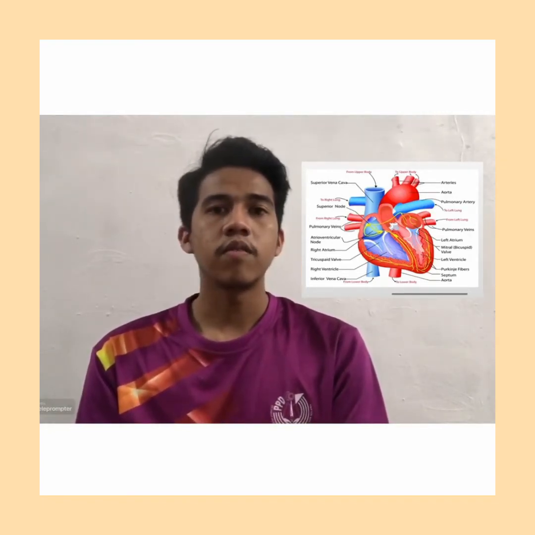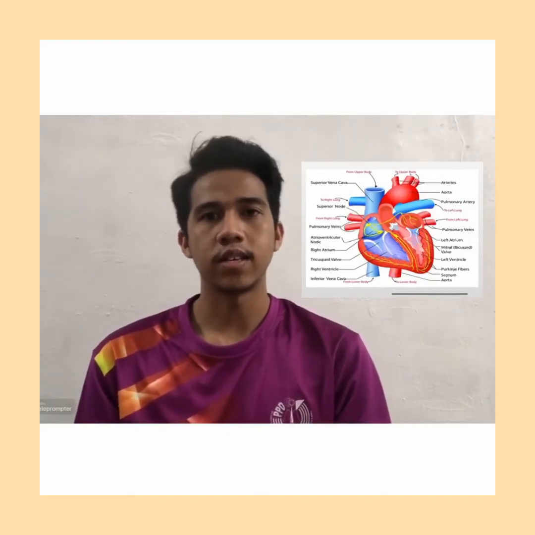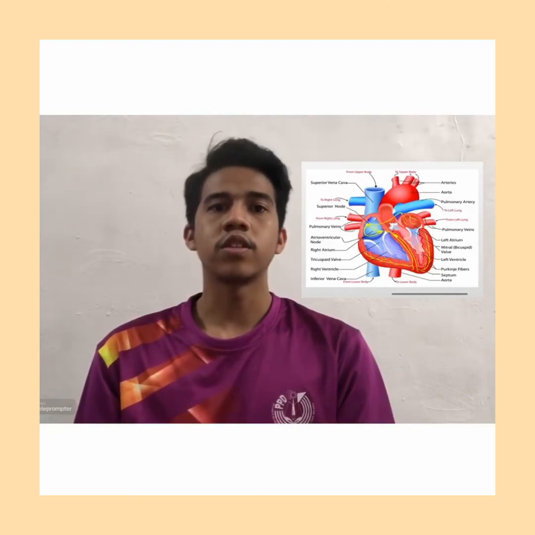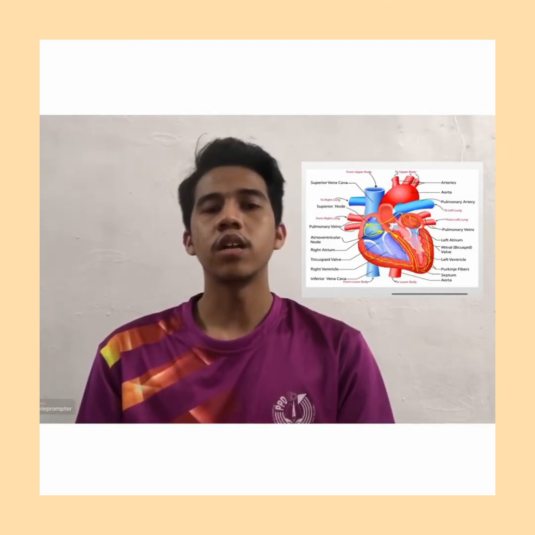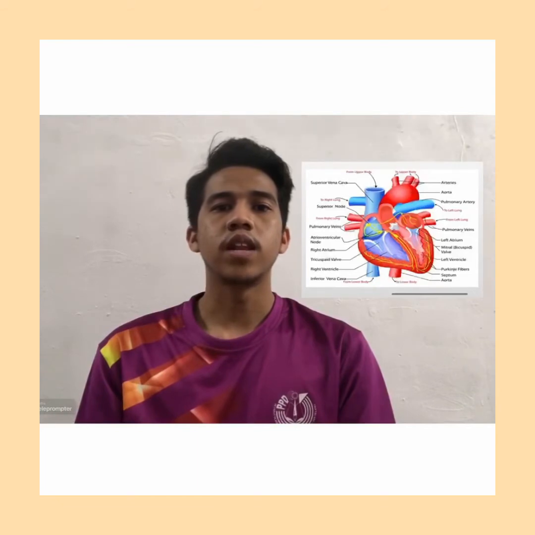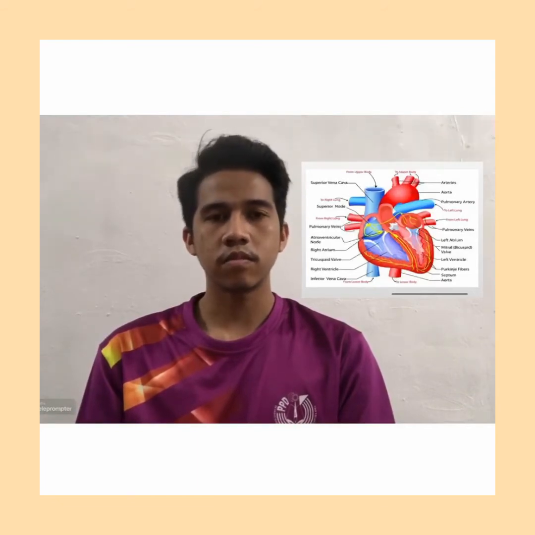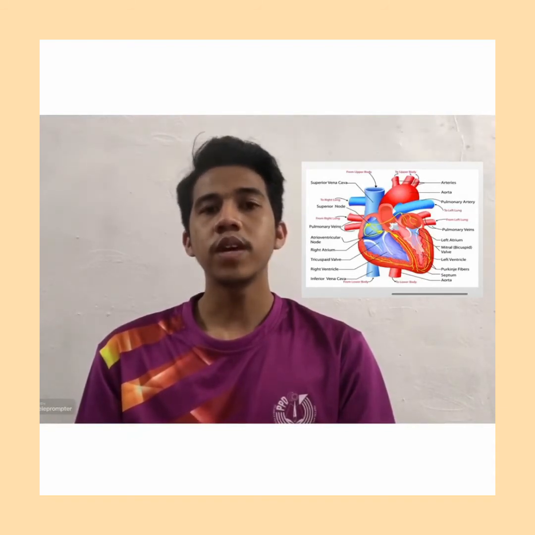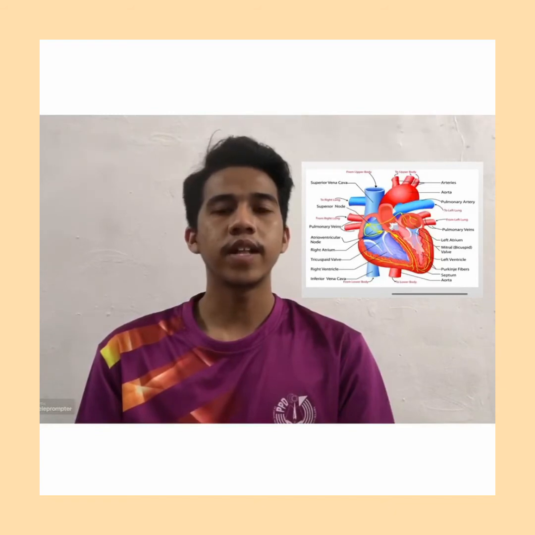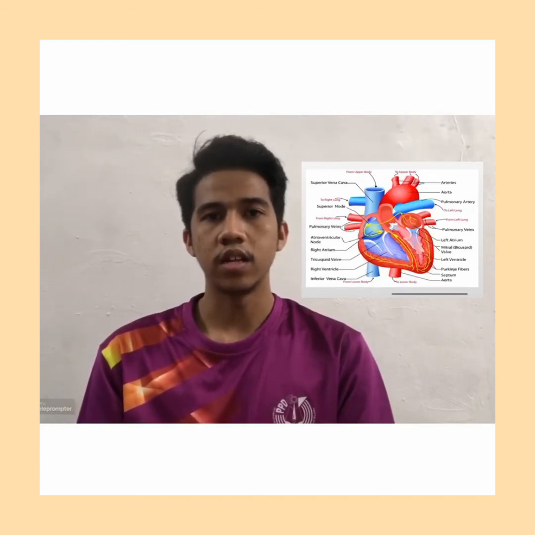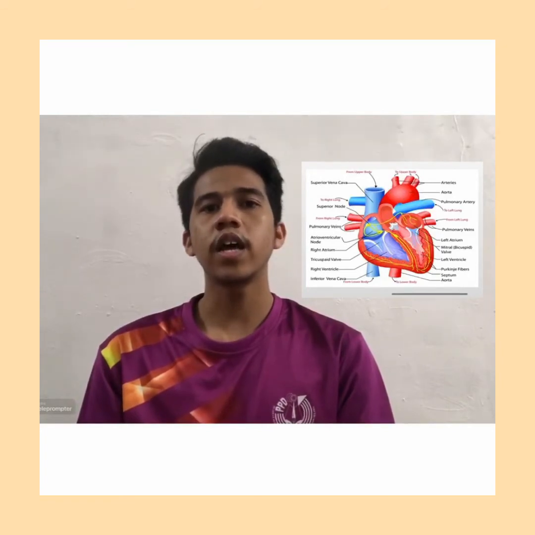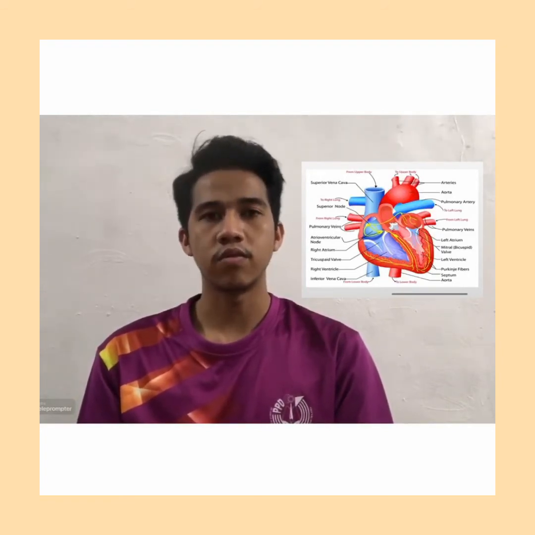Imagine your blood starts from the pulmonary veins. The function of the pulmonary veins is to transfer oxygenated blood from the lungs to the left atrium of the heart. Then, the blood goes through the bicuspid valve. The bicuspid valve separates the left atrium and the left ventricle. Then, the blood goes to the left ventricle. I already mentioned it just now.